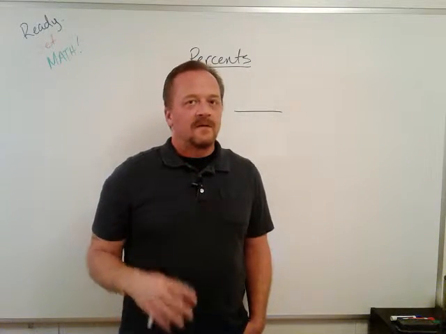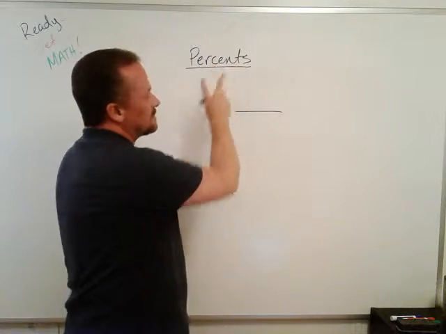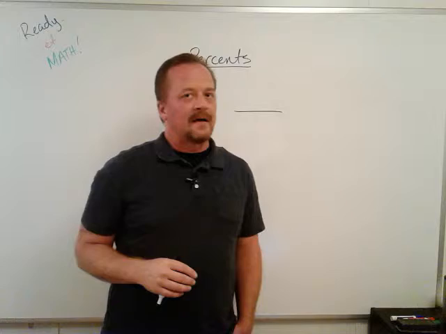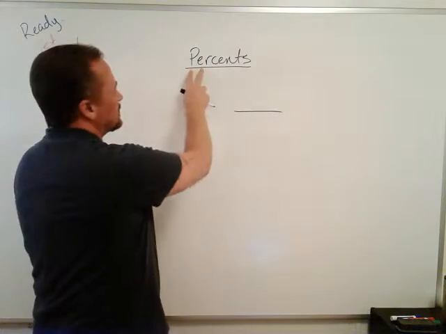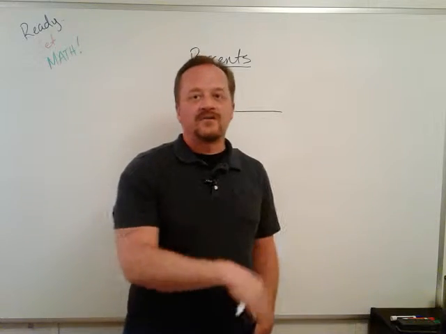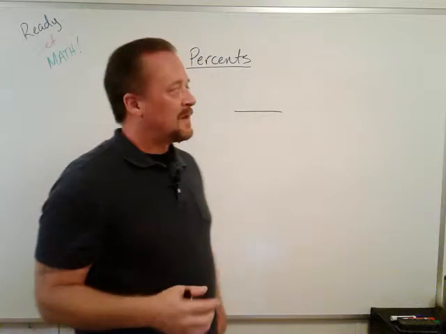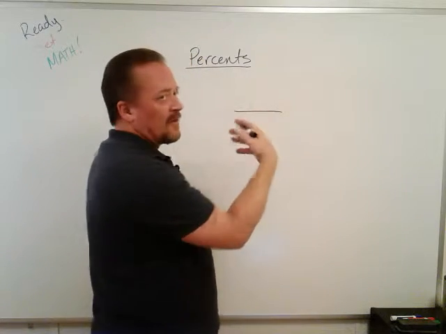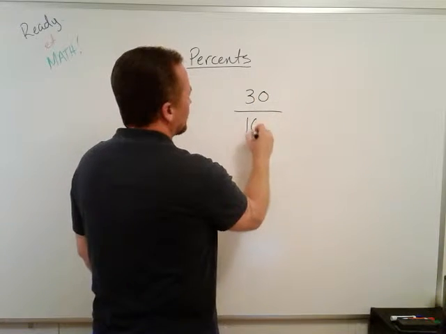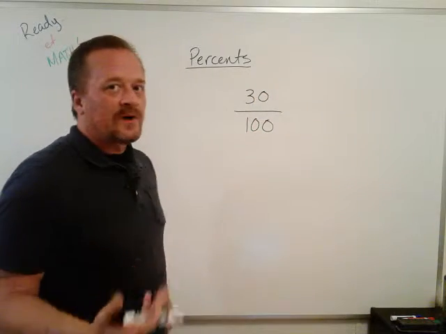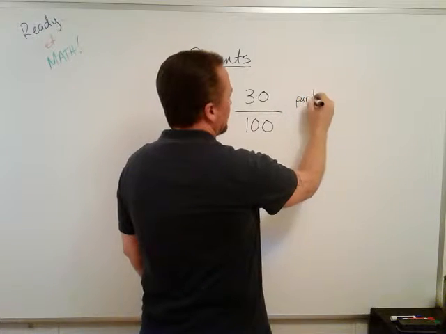percent means for every 100, okay? This word cent comes from another, I think, Latin word that means 100. And per just means for every. So for every 100, there's this number that really counts. That means I can write a ratio out of that. 30% would mean 30 out of 100. This is a ratio, and it's a part-to-whole ratio. I'm going to write this here just to remind us of that.